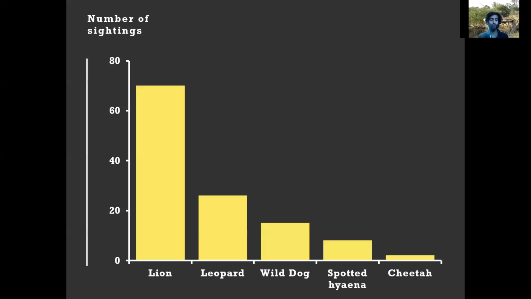In terms of what carnivores they saw, lions were the most commonly sighted carnivore, followed by leopards and then wild dogs. Spotted hyenas were spotted relatively rarely, and that's important to remember for later. And cheetahs were only seen twice. But what's really interesting here is that cheetahs were only detected in the area through the tourist photographs. So we didn't get any sightings of cheetahs from the camera traps. We didn't see any cheetah tracks, and no cheetahs came into those sounds that we were playing to attract animals.